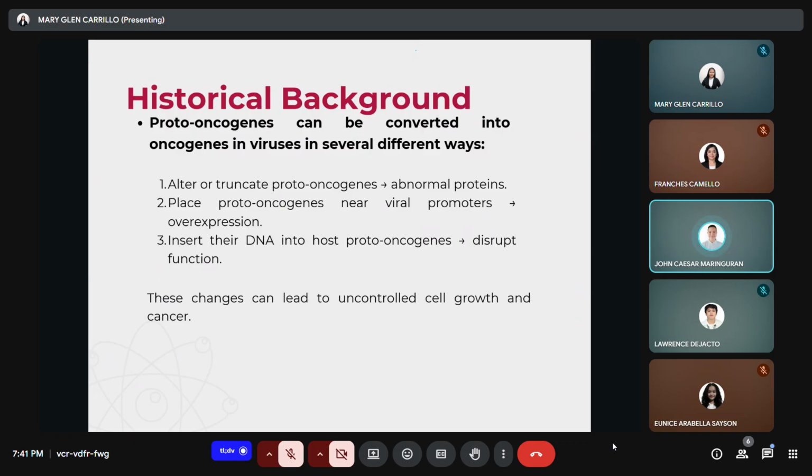And then finally, the function of a proto-oncogene in the host cell may be altered when a virus inserts its own DNA into the gene, disrupting its normal function. All these changes push cells into uncontrolled growth, which is what we call cancer. So while viruses are capable of converting proto-oncogenes into oncogenes, most proto-oncogenes are mutated to form oncogenes without the involvement of a virus.